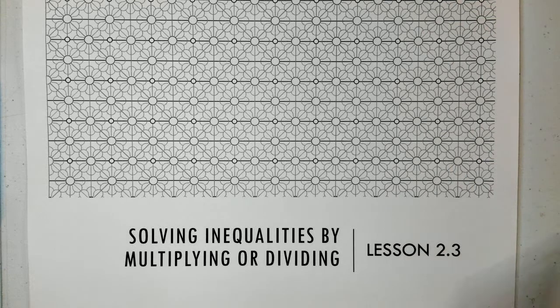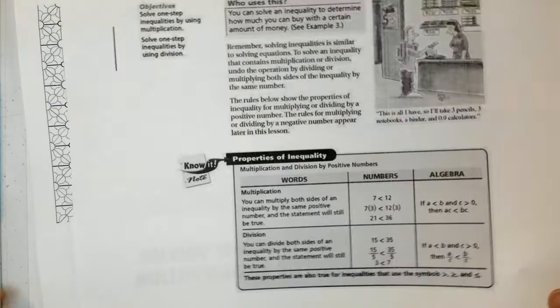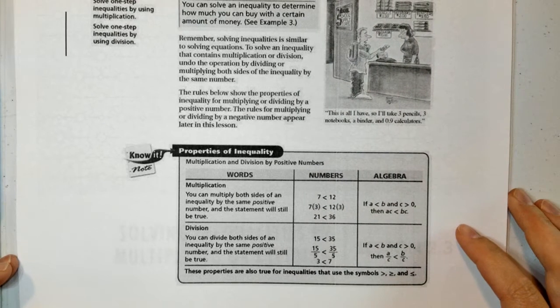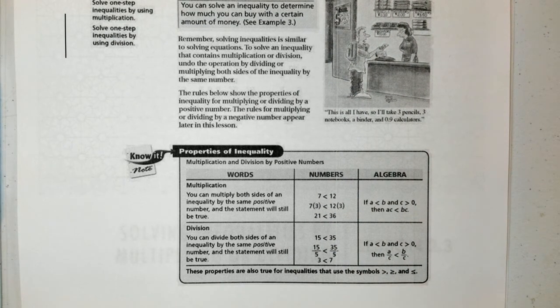Lesson 2.3, solving inequalities by multiplying or dividing. Very similar to equations, when we have multiplication or division, we do the inverse operation to isolate our variable by itself to solve our inequality. So the same rules apply as for solving equations.